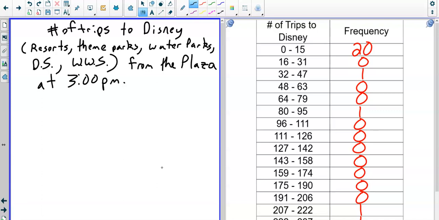If I was surveying you guys, I would say number of trips to Disney from Mr. Armstrong's 9:30 a.m. class. Or if you're in my later class, Mr. Armstrong's college mathematics 1 o'clock class. Let us know where you're getting this information. Now that I've got the title, I can start making my histogram.